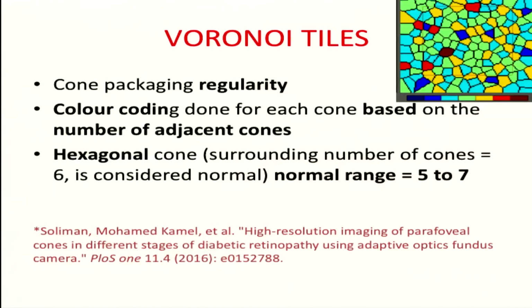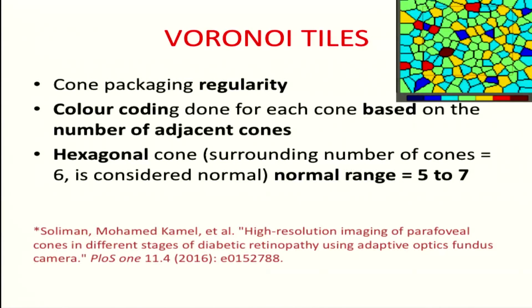Now this is the near-infrared reflectance image of the photoreceptors. Actually the center of the map is blurred. That is because of the very high density of photoreceptors at the fovea, so the machine is not able to resolve them, and the density decreases as the eccentricity increases.